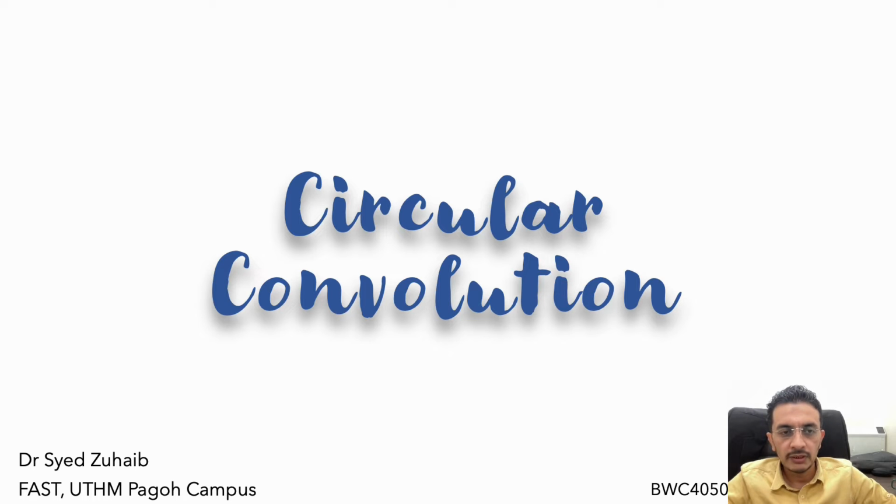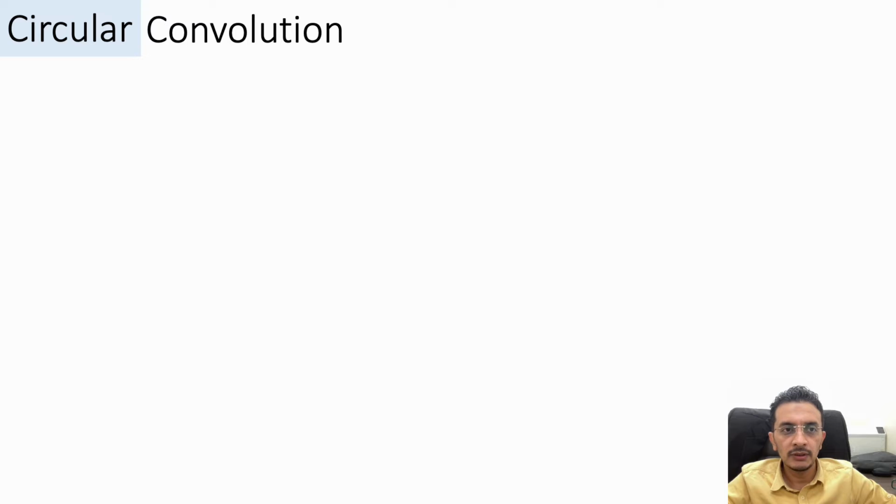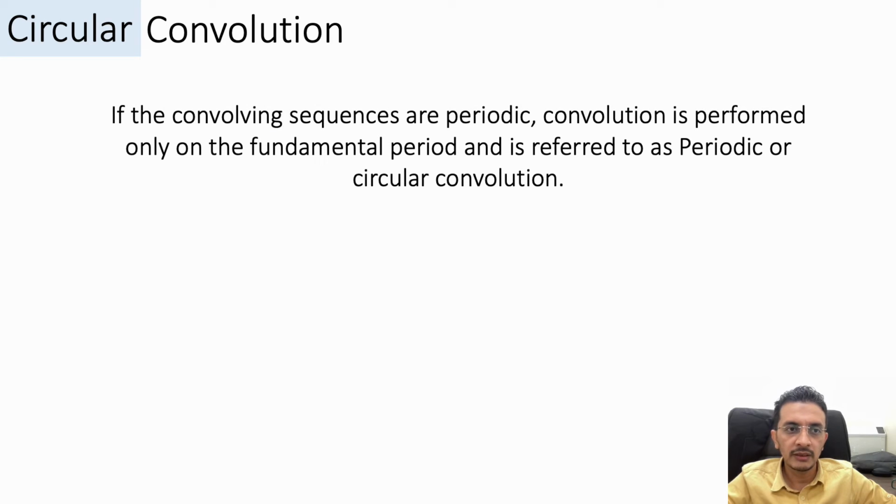Circular convolution is actually the convolution of periodic signals. The previous one, the normal convolution that we studied, was for non-periodic signals, but when we convolve periodic signals, we call that convolution circular convolution. So formally we can define it like this: if the convolving sequences are periodic, the convolution is performed only on the fundamental period and it is referred to as periodic or circular convolution.